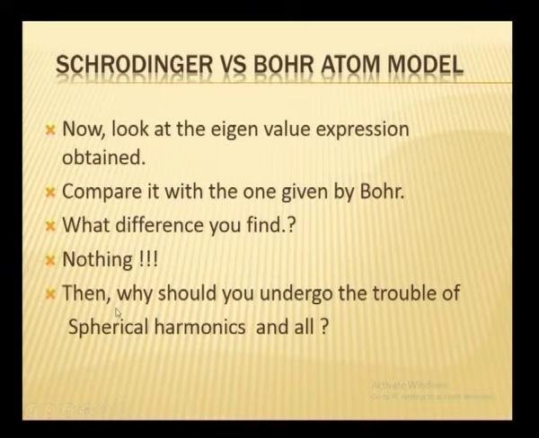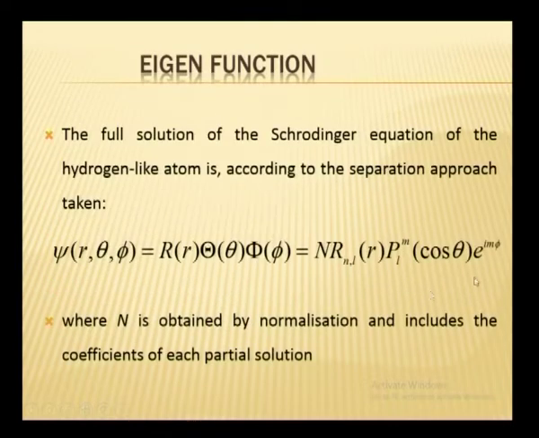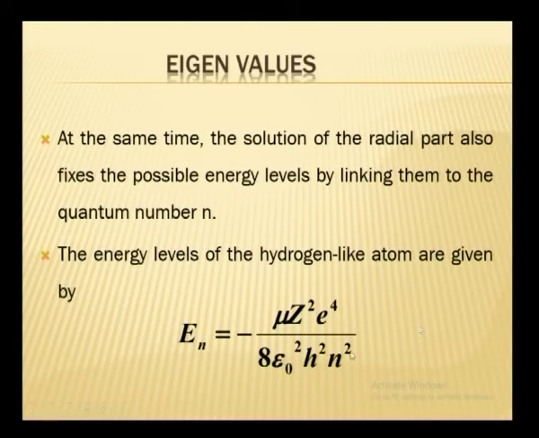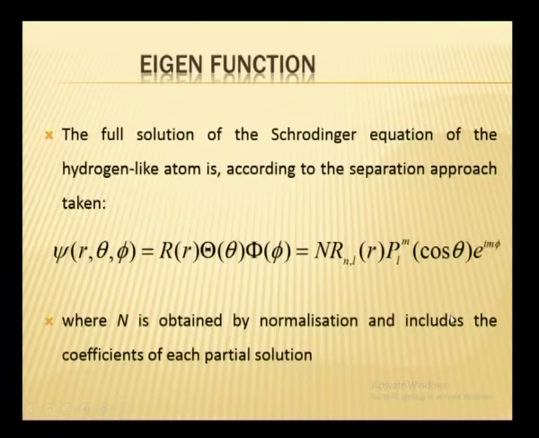There is nothing. Then why should you undergo the trouble of spherical harmonics? You talk of Y_lm of theta phi, all these things, right. You have theta phi, the associated Legendre polynomial. Why should you do all these things? Now, what is the advantage of the Schrodinger equation? If you are to obtain the same eigenvalues, why should you undergo all this trouble? What is the need, and what is the additional thing that you are getting from using the Schrodinger equation or the quantum mechanical picture?